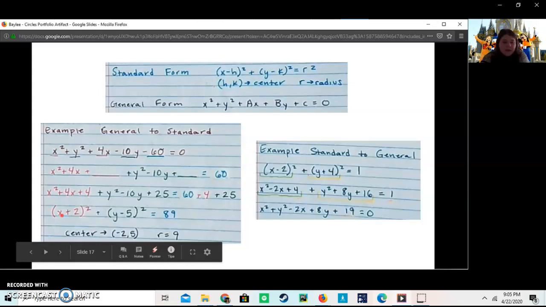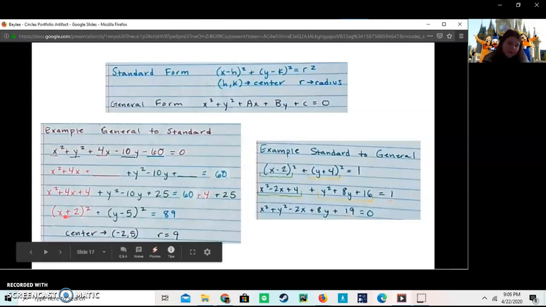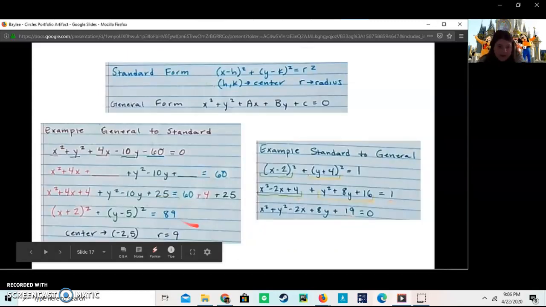So then, using that, we can factor it out and condense it down, and that would be (x plus 2) squared plus (y minus 5) squared, and that would be equal to 89 when all of this is put together on the right side of the equation. So then we know that our center is going to be negative 2 as the x value and 5 as the y value. And our radius is going to be the square root of 89.